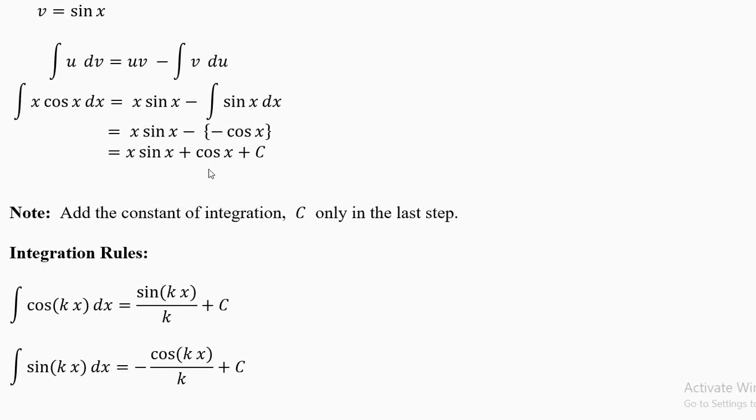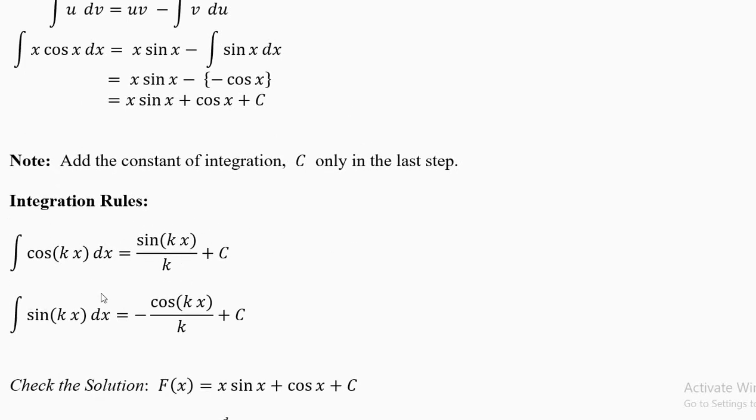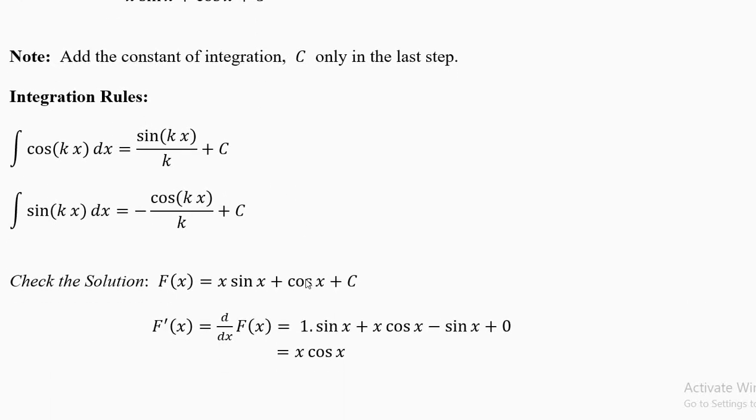We cannot do anything with this expression. We have to just leave it as it is. And just remember, the constant of integration c is added only in the last step. These are the two integration rules which you need, one for cosine and one for sine. We have seen it before.